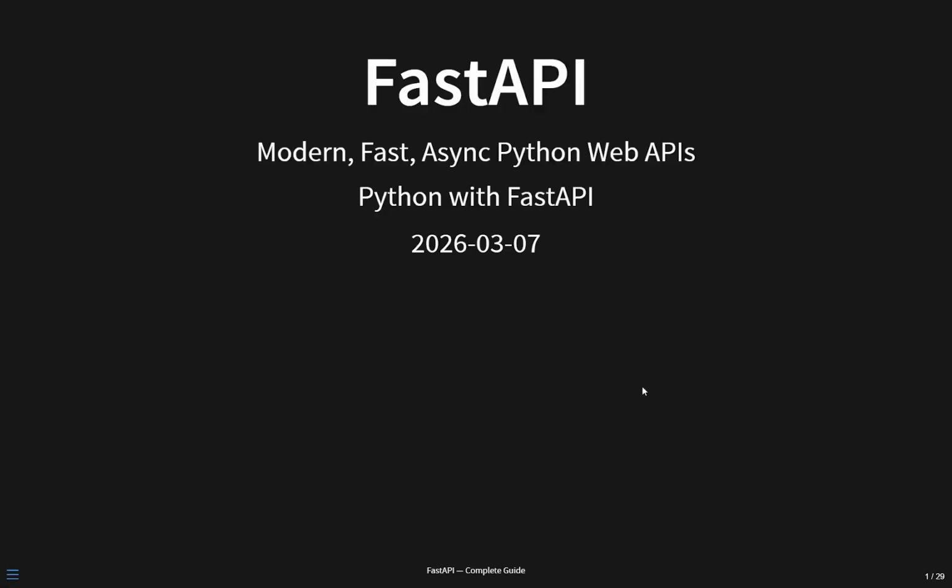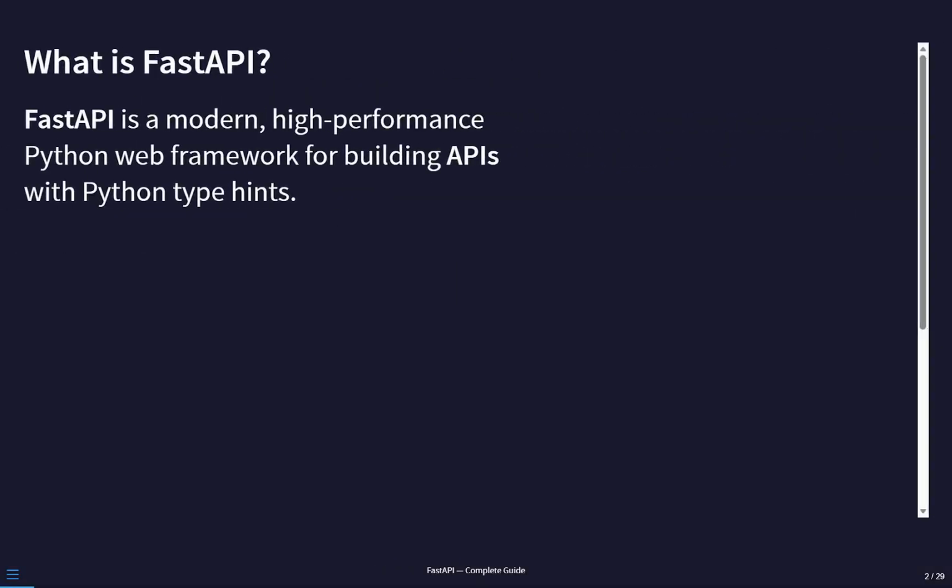Welcome. In this video, we are doing a complete deep dive into FastAPI, the Python web framework that brought async-first API development, automatic documentation, and Pydantic-powered type safety to the Python world. We go from the basics all the way to production deployment, WebSockets, JWT auth, async databases, testing, and Docker. Let's get into it. Next, FastAPI is a modern, high-performance Python web framework for building APIs using Python type hints.